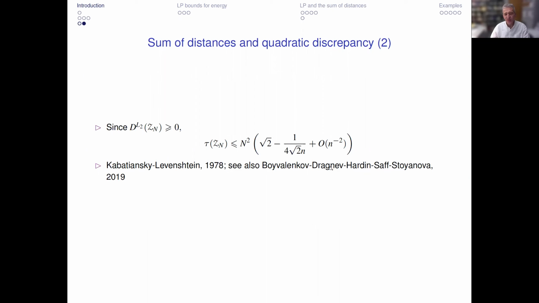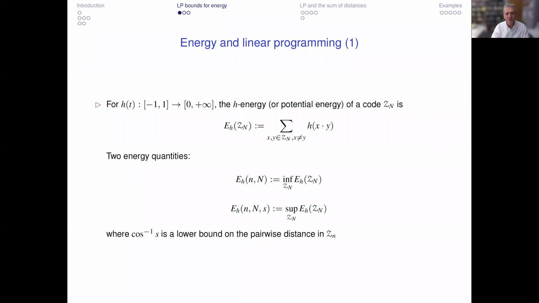And this has been further discussed in the work by Peter Boyvalenkov, Peter Dragnev, Ron Hardin, Ed Saff, and Maya Stoyanova in 2019. They in fact have a whole series of papers on this subject. So that's an upper bound anyway. This series of works by Peter Boyvalenkov and his co-authors deals with linear programming bounds on energy of spherical codes.